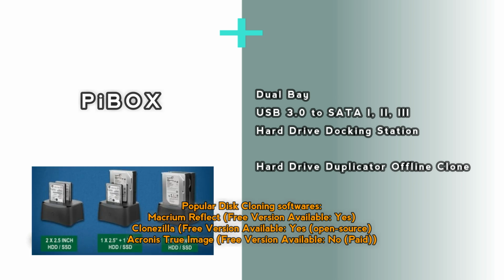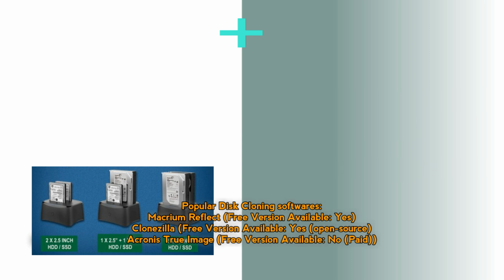So this PiBox device works as a docking station as well as a duplicator, and it supports 2.5 inch and 3.5 inch hard disk or SSD. So you can use any combination of these devices on this docking station.